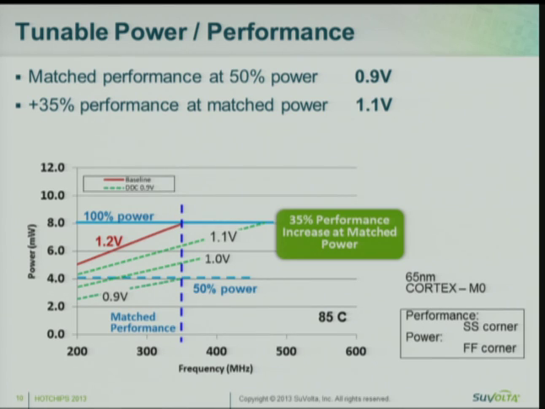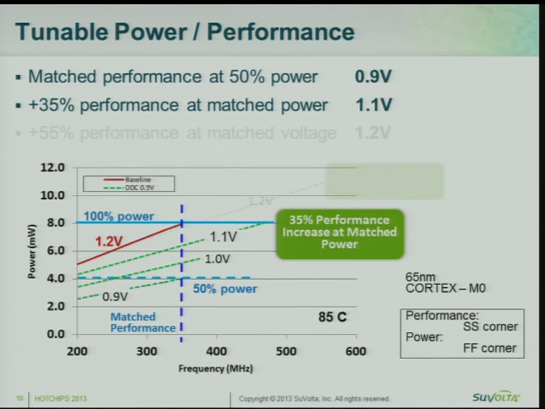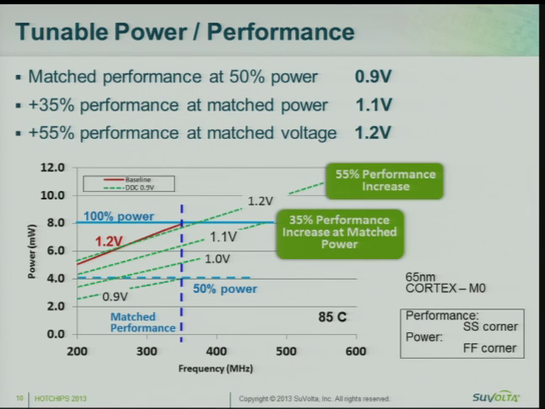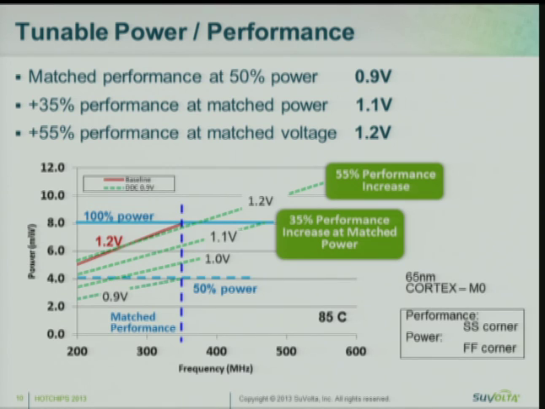And here, power is CV squared F, so it includes both V and F. So at the same thermal envelope, at the same power envelope, you can have a 35% higher performance. As we raise the voltage to 1.2 volts, we see a 55% improvement in performance. And the DDC transistor is qualified at 1.2 volts, just like the baseline transistor. So it's got the same lifetime.